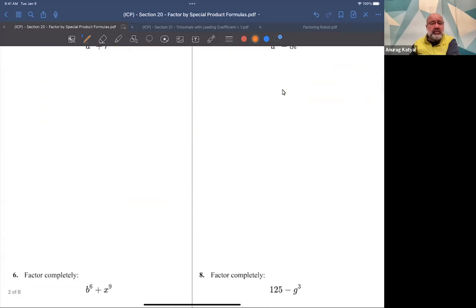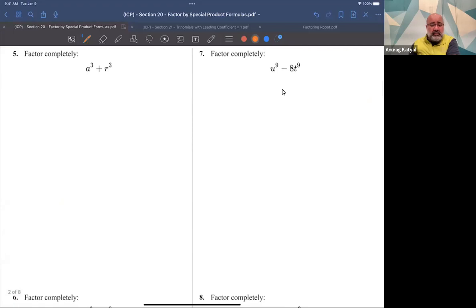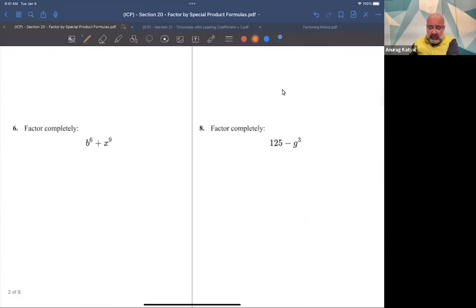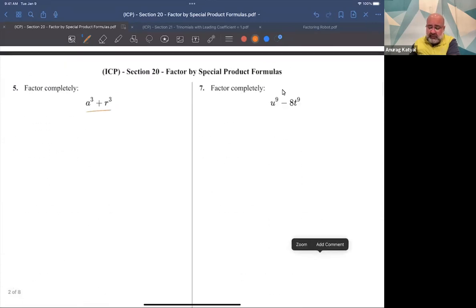These two are the same. This is just the sum of cubes, so it's exactly the same formula as the one we've used before. Now, 6 and 7 look different, so I'll do 7.